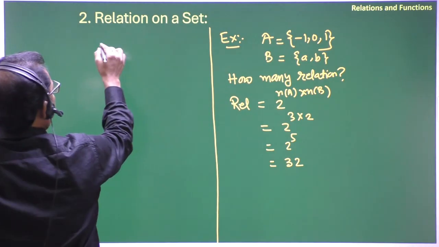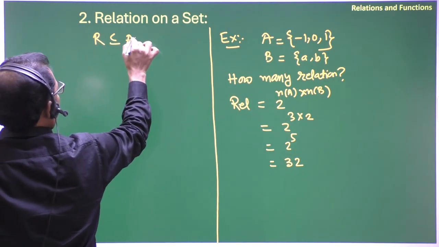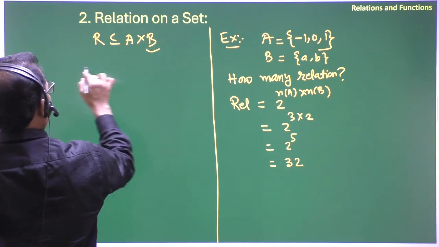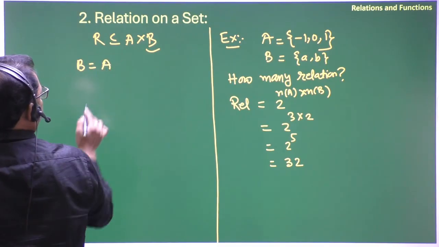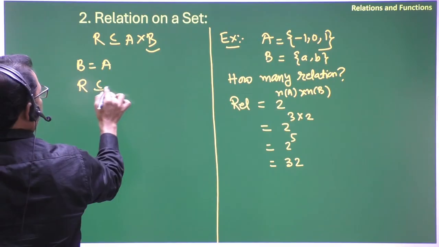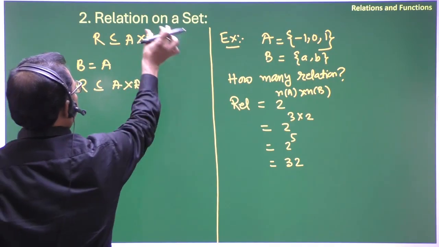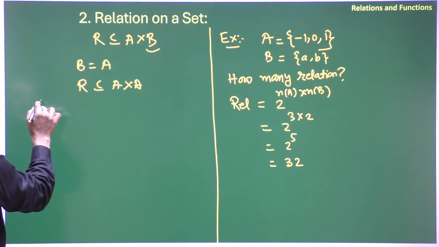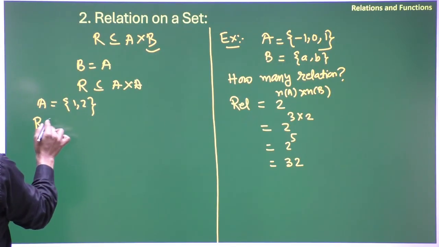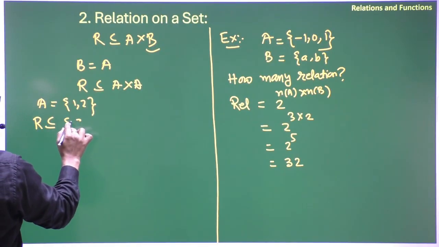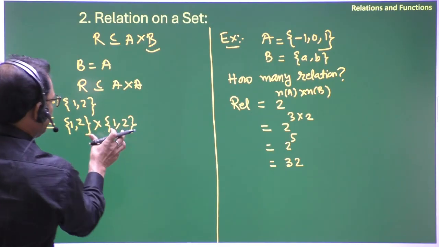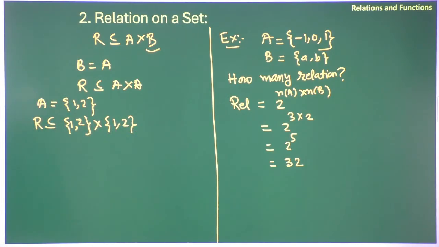Now we define a relation as a subset of A cross B if the relation is defined from A to B. If I substitute this B by A, that means both are the same set, then this relation is called a relation on a set A. That means R is a subset of A cross A, then it is called a relation on the set A. So if A is equal to, suppose, {1, 2}, then R will be a subset of {1, 2} cross {1, 2}. So from here you have to select the elements. Okay.